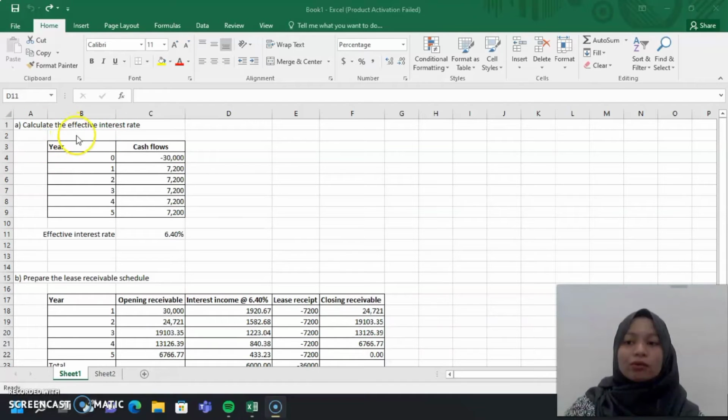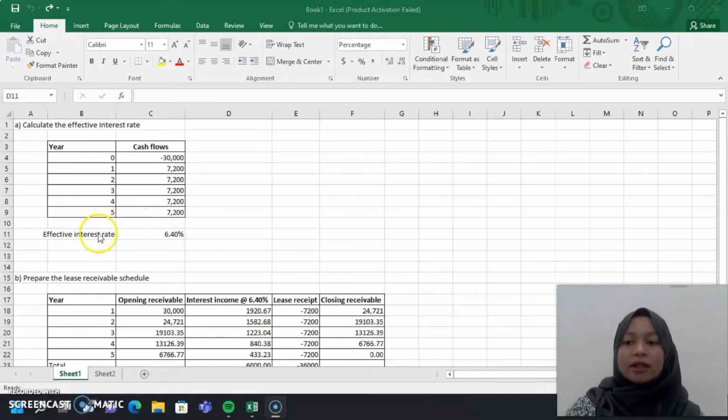First of all, we need to do the year-end cash flow. For year 0, the amount for cash flow is negative 30,000 because this is the amount that the bank paid for Skymun Berhad. And for the first year until the 5th year, the amount for cash flow is 7,200 because it is the installment that Skymun Berhad needs to pay to the bank.